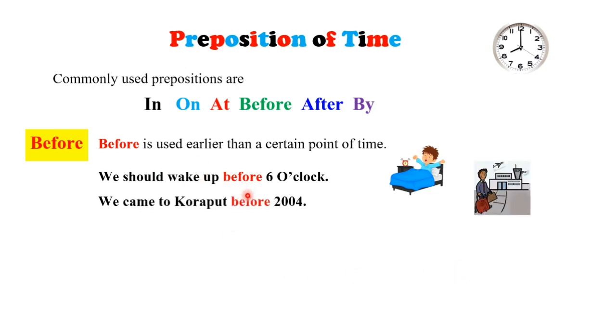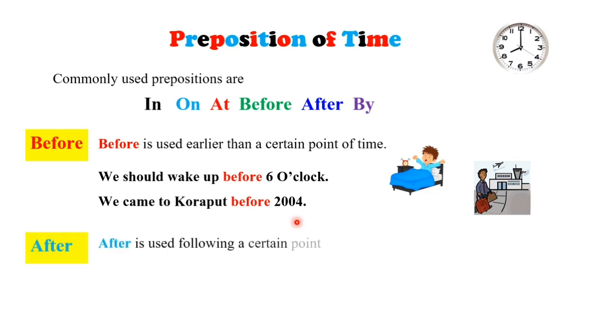We came to Koraput before 2004. So here the year is 2004. That means we came to Koraput before 2004. It means we came here maybe in 2003, or 2002, or 2001, like this.